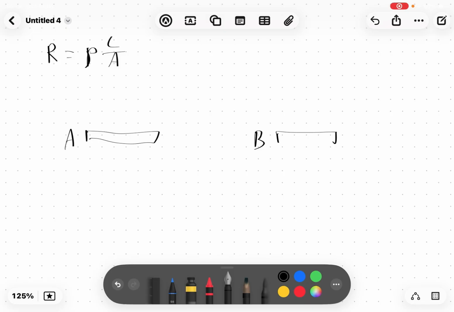So let's just make it this way. Resistance depends on the length and the area. However, you have to understand that the long one will have more resistance. The reason for that is that the longer the length, the more resistance, because there's more to go through.